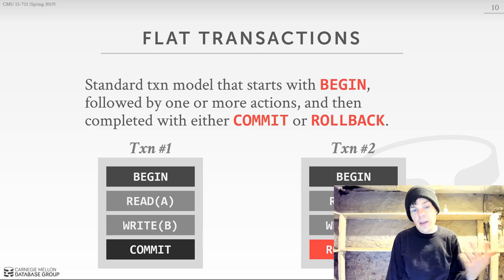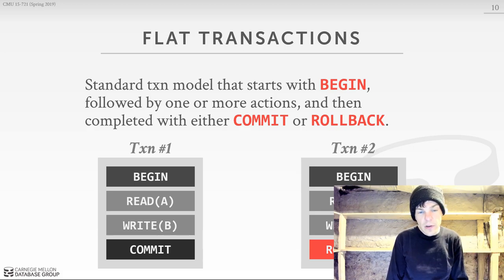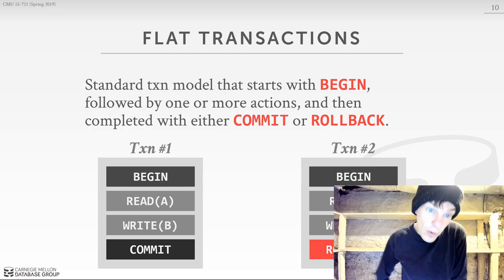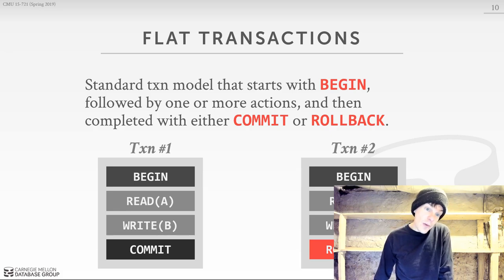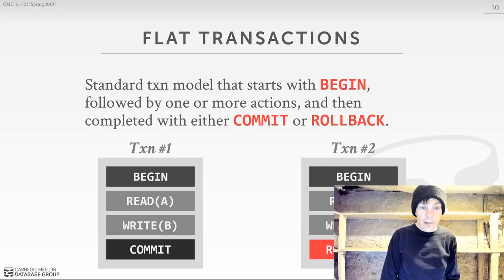Or also the data system could abort your transaction if there's a conflict, right? But for that one, we can ignore it now. So in this case here, transaction one does begin, does a read on A, write on B, then commits. And at the commit point, when we notify the outside world that our transaction has successfully committed, then we know that our write to B is durable. Any transaction that comes after us will be able to see it. And if the system crashes, we'll be guaranteed that our changes are still there when we come back online.